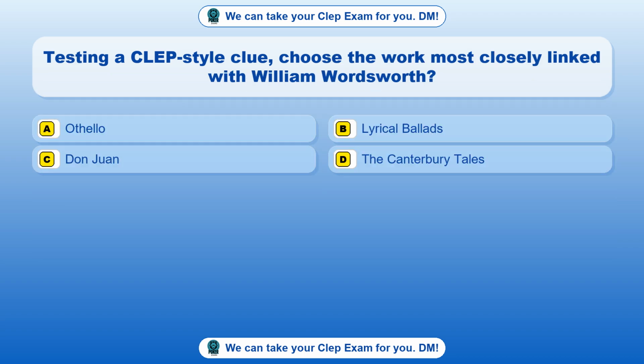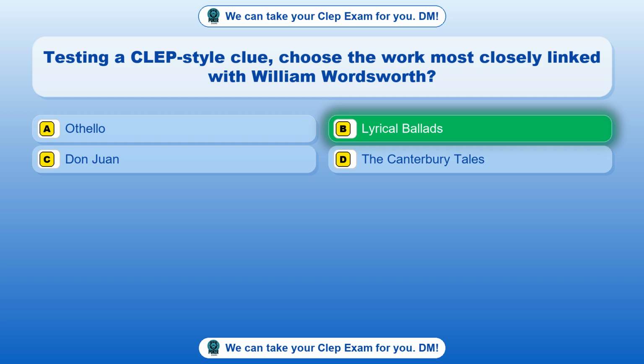Question 13. Testing a CLEP-style clue, choose the work most closely linked with William Wordsworth. Option A. Othello. Option B. Lyrical Ballads. Option C. Don Juan. Option D. The Canterbury Tales. The correct answer is option B.